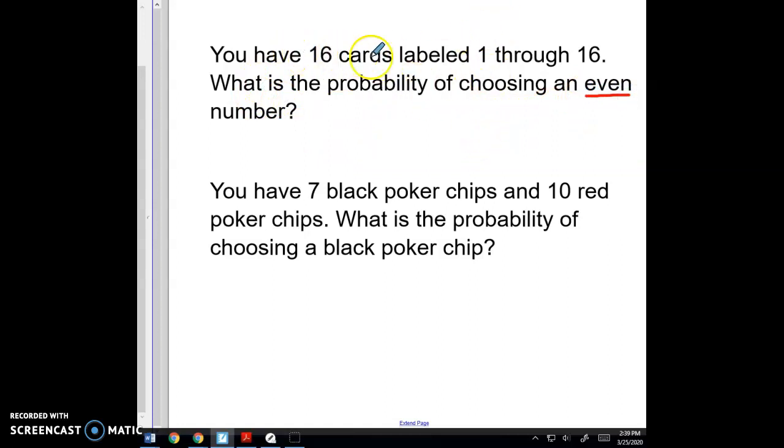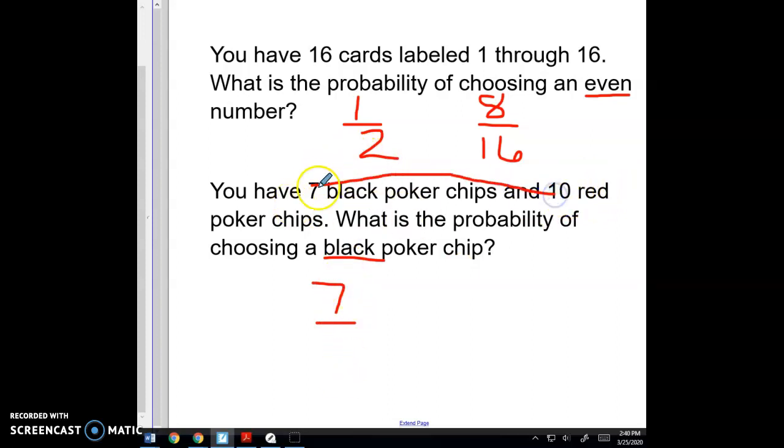All right, if I have 16 cards labeled 1 through 16, half of them will be even, or 8 out of 16. Next one, what is the probability of choosing black? There are 7 black. If you put 10 on the bottom, that's wrong because it's not black over red, it's black over total. So I have to add 7 and 10 together. So that'd be 17. And that's it.